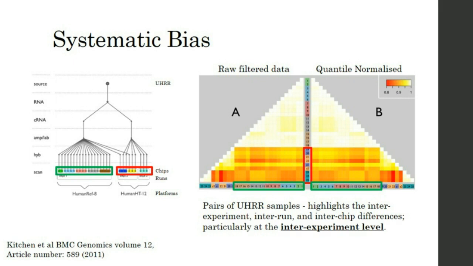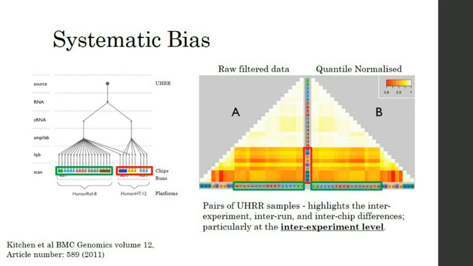You can see the flow of that sample on the left-hand side here. We extracted RNA, we converted to cRNA, we performed amplification and labeling across a series of experiments. You can see the one experiment in the green box on the left-hand side, and the second experiment in the red box. These were performed at different times, on different dates. The green experiment was processed on the Illumina Human Ref 8 chips, and the red experiment on the Human HT12 chips. So slightly different platforms as well.